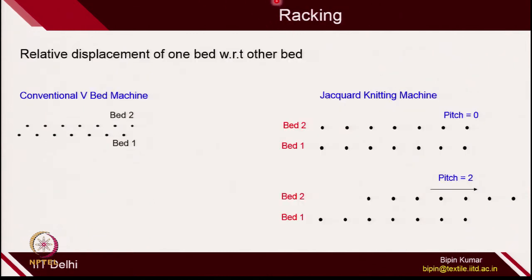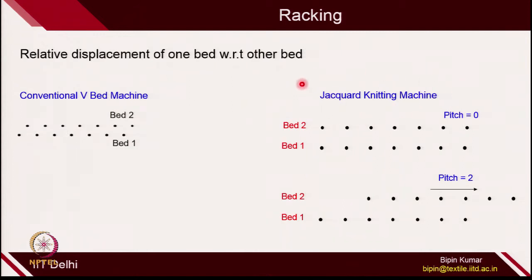The other big advancement in weft knitting was racking. Racking is actually the relative displacement of one bed with respect to the other bed. If you see a manual V bed machine, a conventional V bed machine, your needles are placed in the form of rib gating. If you remember, gating represents the placement of one bed with respect to the other. So here bed number 1 and bed number 2 are placed in such a way that they are half pitch apart. One bed is moved relatively half a pitch with respect to the opposite bed, which you can see here. In this way you can make the rib design.